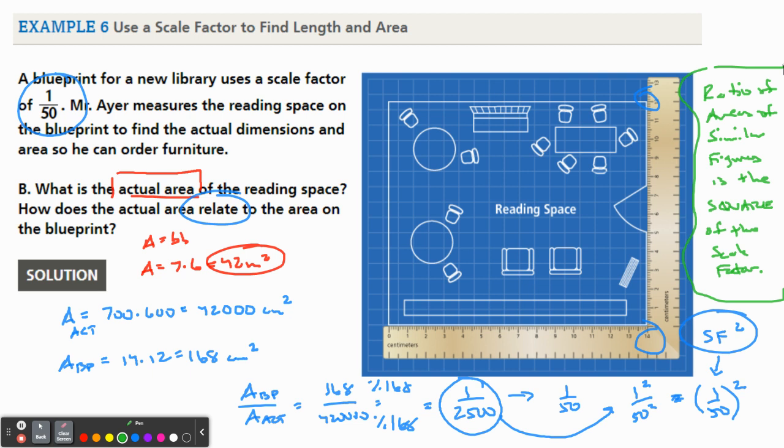And again, the idea is that because each dimension in similar figures is multiplied by that scale factor, when you multiply base times height, you're actually multiplying that scale factor twice. And scale factor times scale factor is scale factor squared. So that's the quick and dirty version of why that is the case.